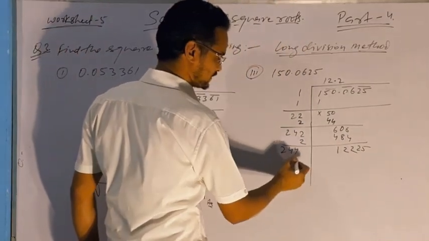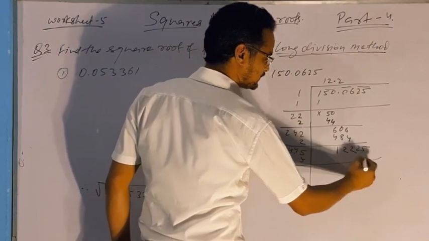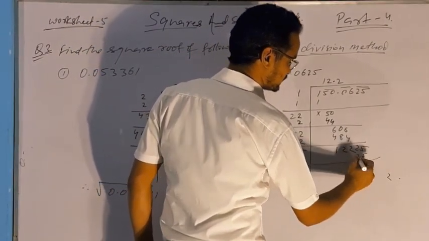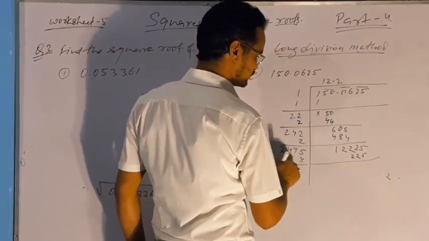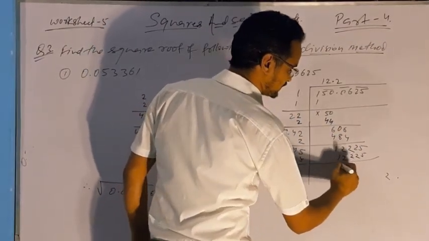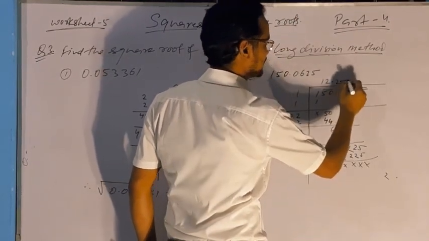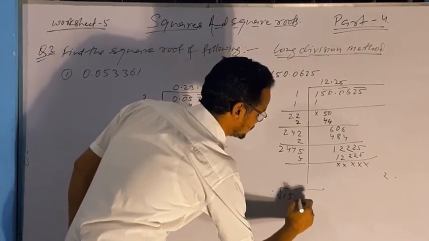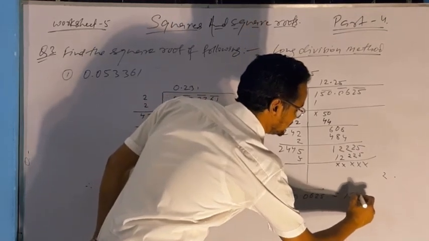Now we will carry 25. Now we have to put a digit there. This will be 5. 5 5 is 25. 5 4 is 20 and 2, 22. 5 4 is 20 and 2, 22 again. 5 2 is 10 and 2, 12. This all will be cancelled here. And this is 5. Therefore, we can say that the square root of 150.0625 is equal to 12.25.